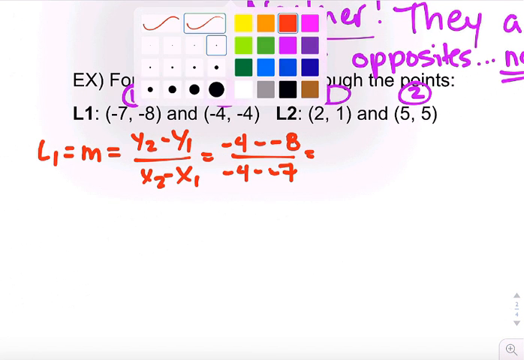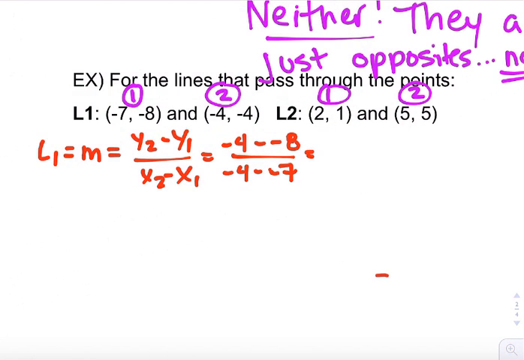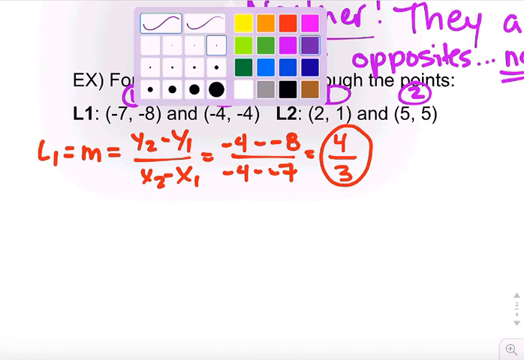Continuing the calculation, again we have double negatives here, so that's actually going to be, let's see, -4 plus 8. That will leave us with a net +4. On the bottom we have -4 plus 7, and so that's going to leave us a net +3. So we have 4/3 for the slope of L1. Let's move on to L2.